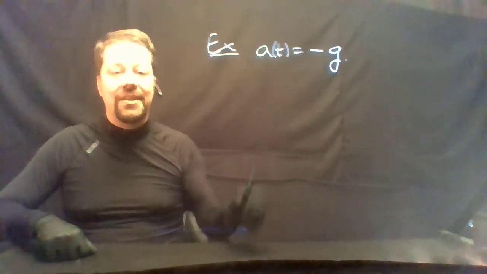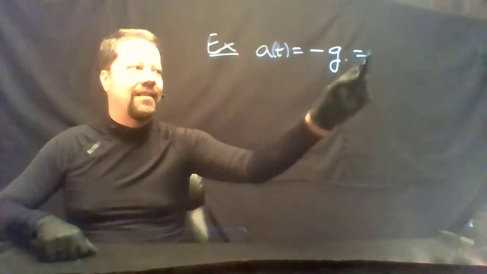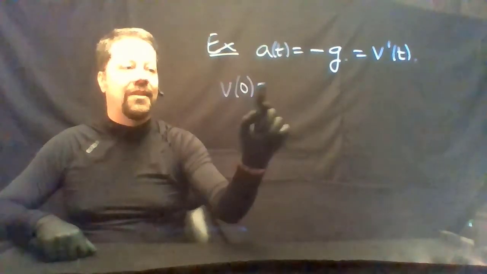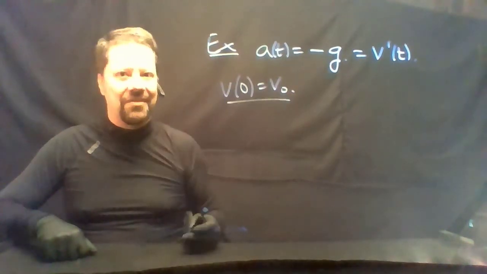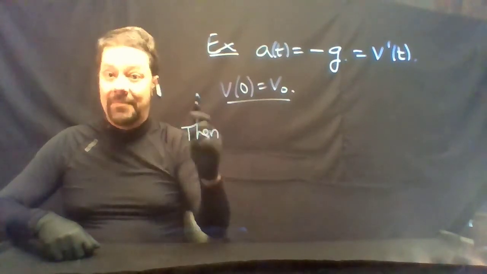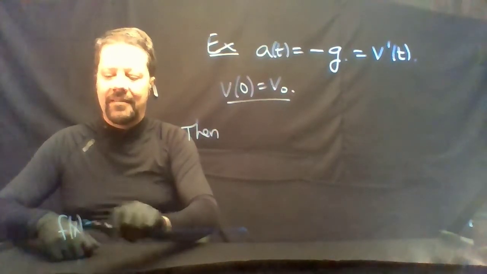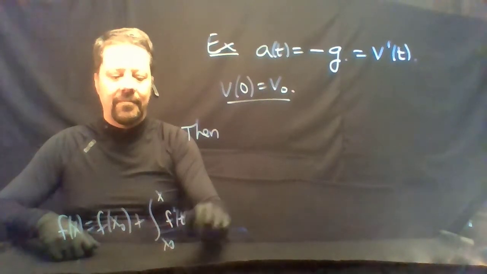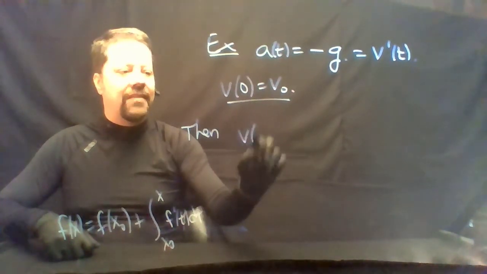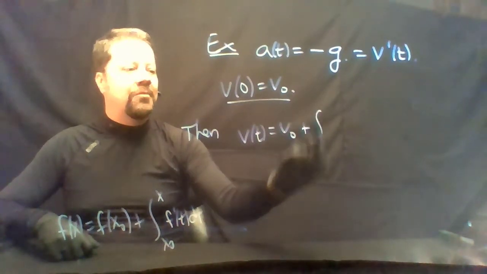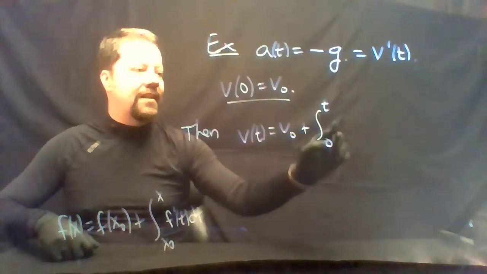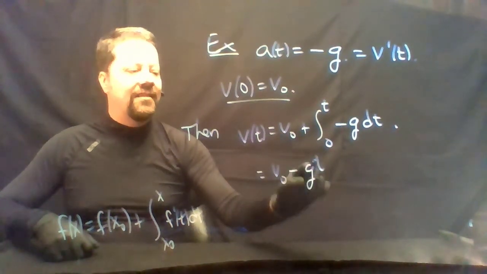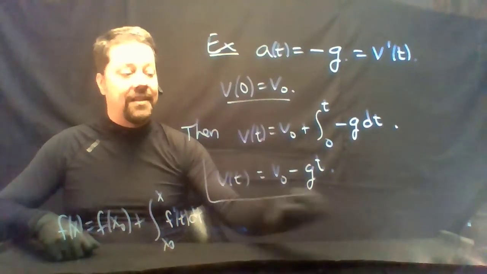Let's suppose that the acceleration is the derivative of velocity. This is v prime of t. Let's also suppose that v at zero is v naught. That's your initial velocity. Then, according to the formula we just derived, the velocity as a function of time is equal to that initial velocity plus the integral from 0 to t of this acceleration. This gives you v naught minus gt. You might have seen this formula when you took physics.